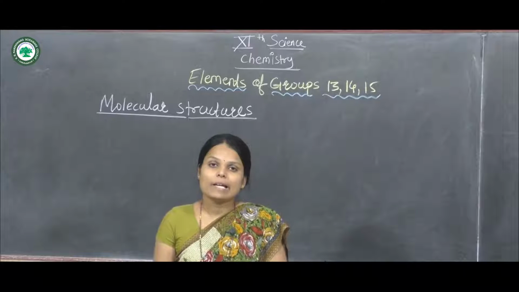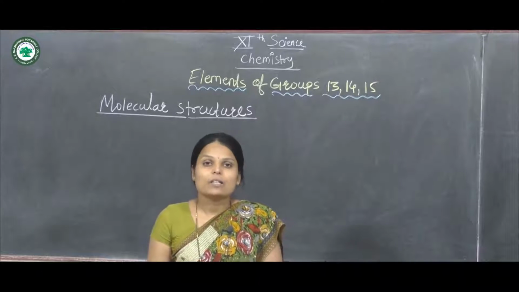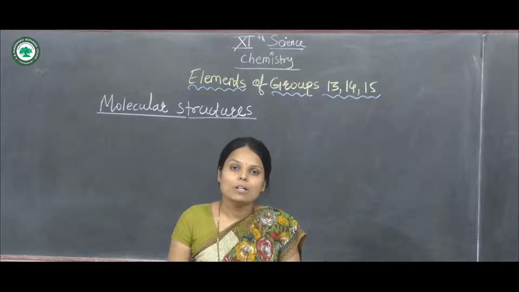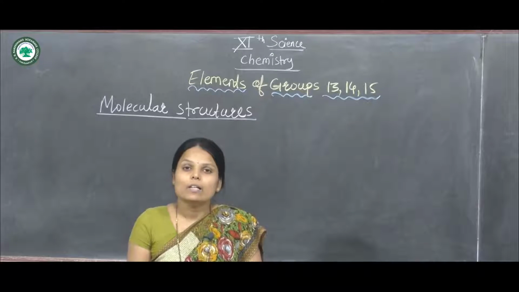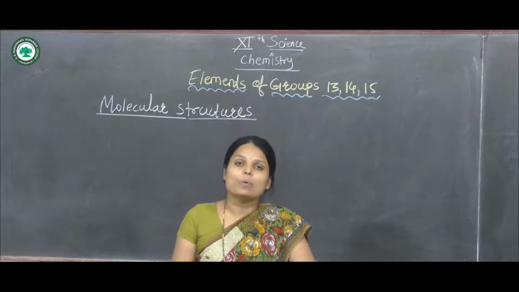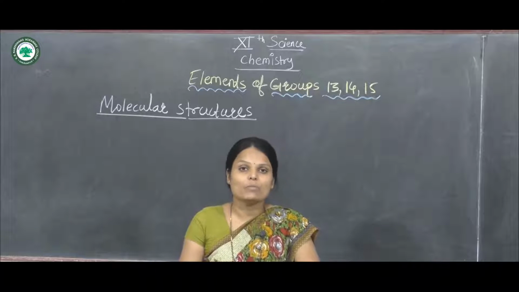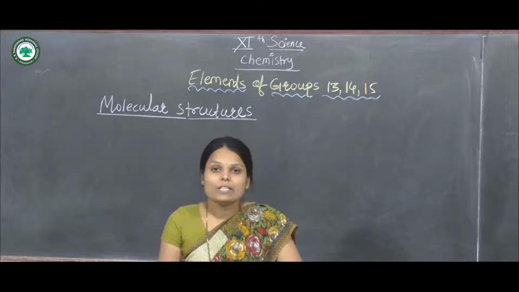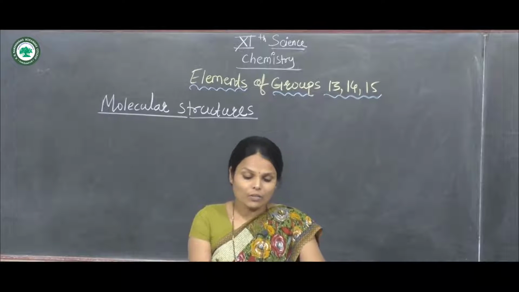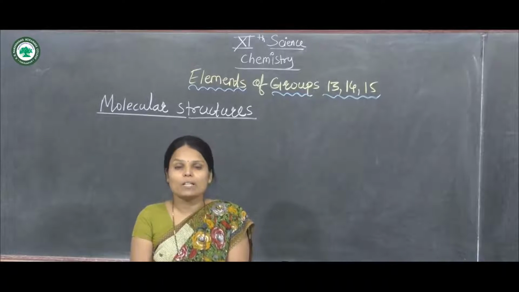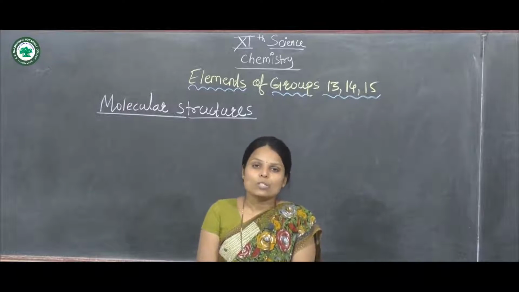Today we are going to start 11th standard chemistry. The chapter is Elements of Groups 13, 14 and 15. In the previous lecture we discussed the electronic configurations of groups 13, 14 and 15, and the chemical properties are also completed. We discussed the physical properties of all three groups, then the oxidation state, electronic configuration and allotropes. In the last lecture we discussed the allotropy of phosphorus. Now today we are going to start the new topic.